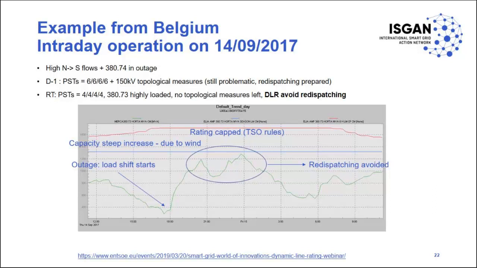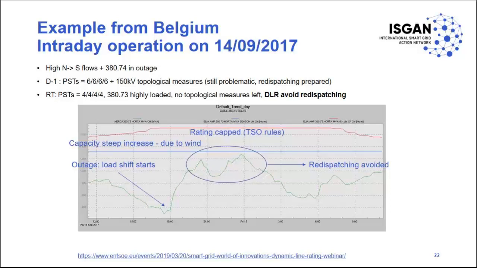The blue line is the static seasonal rating, while the red curve is the dynamic line rating coming from the Ampacity sensors. The green curve shows the power flow on a major 380 kV line in Belgium. So, on the 13th of September, the Grid Operations Center was facing a challenging outlook for the next day.